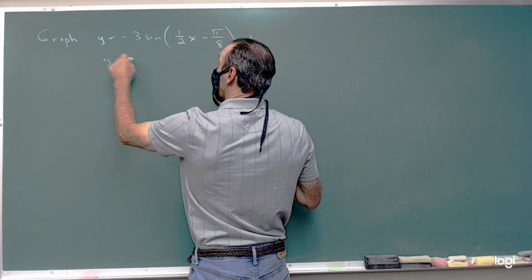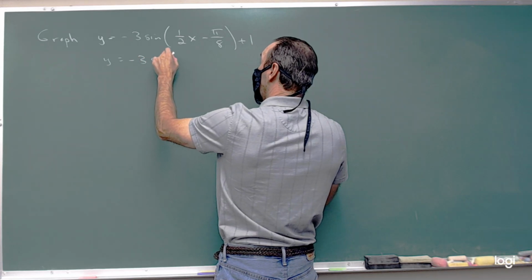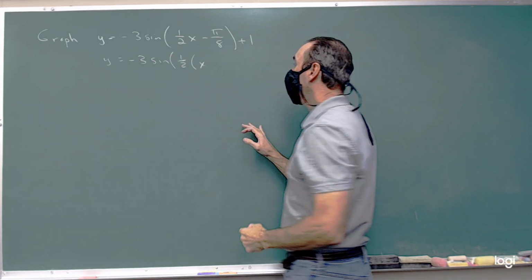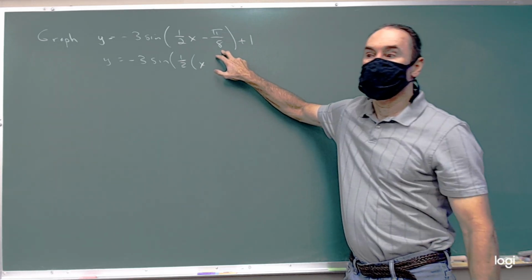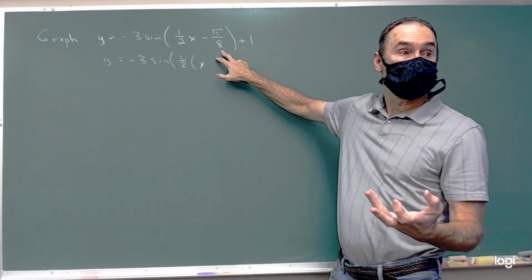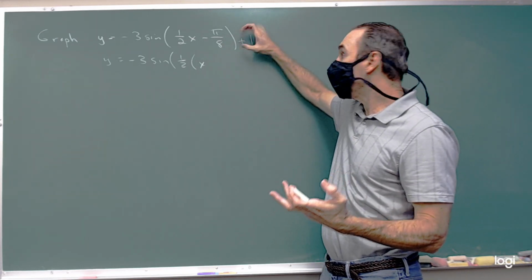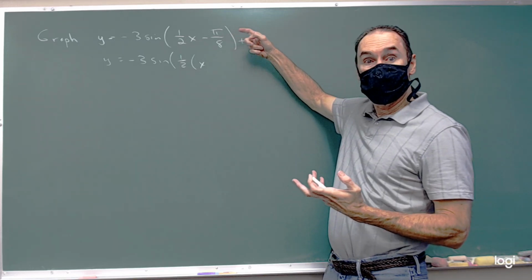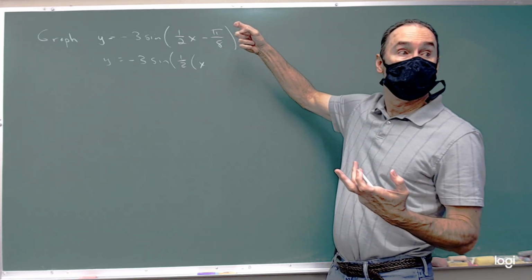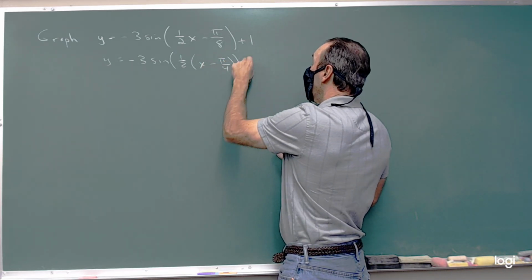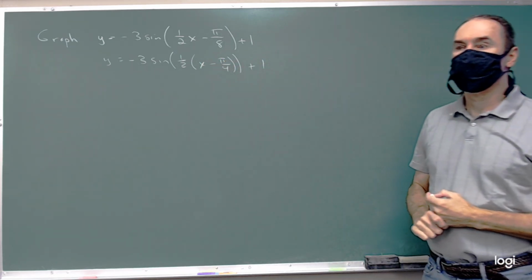So this will still stay -3, still sine. Now this is going to be a 1/2, this becomes an x. When you factor out a 1/2, you're dividing by a half, and to divide by a half is to multiply by its reciprocal. So this pi over 8 is going to get multiplied by 2, and that's going to make it pi over 4. So that's going to be a minus pi over 4, and then we still have the plus 1.